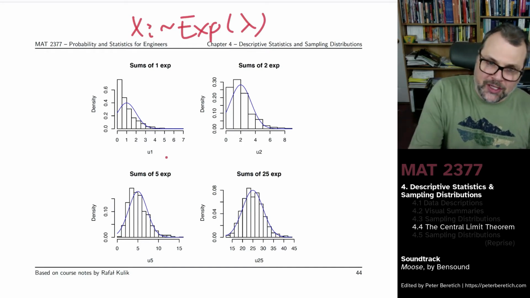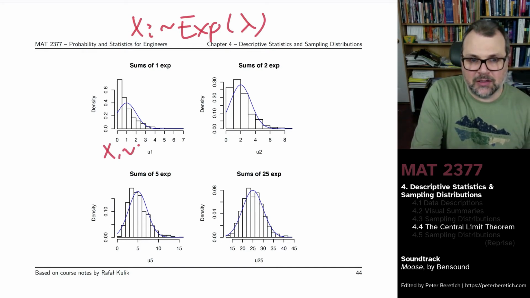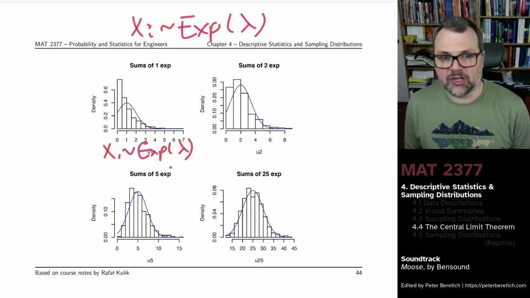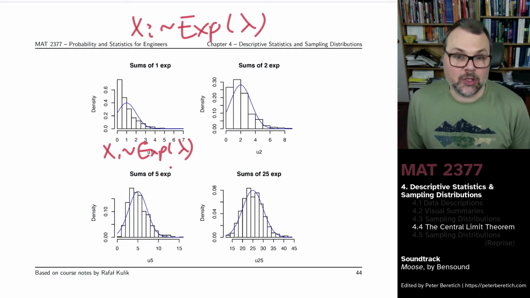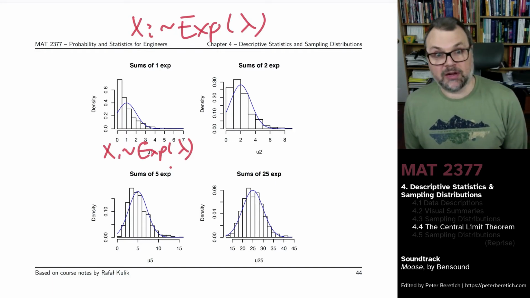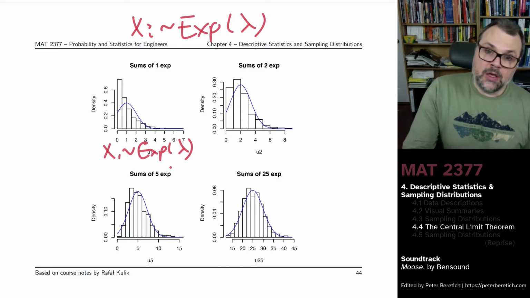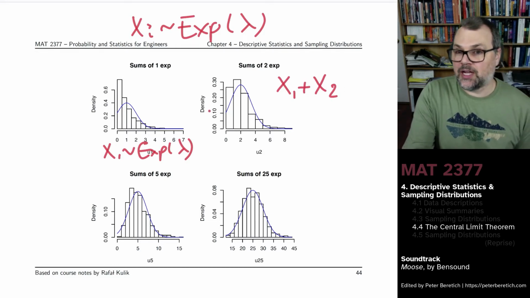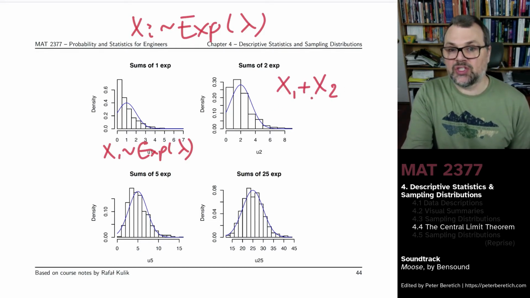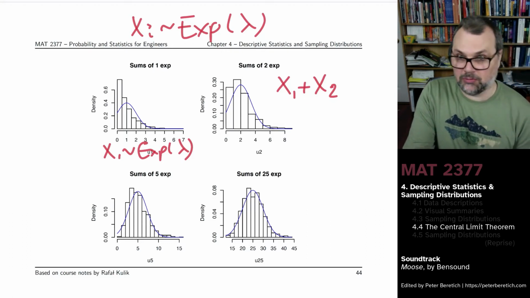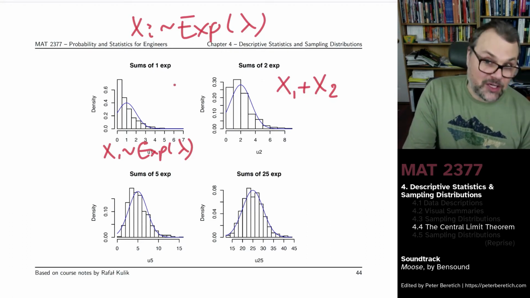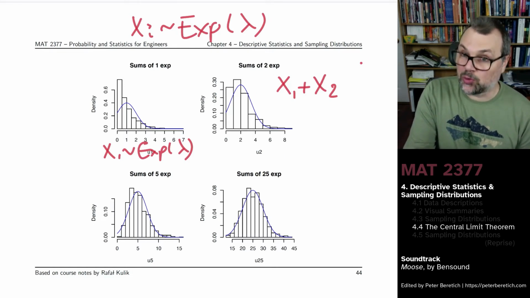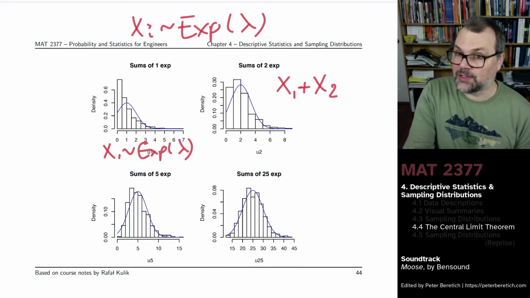So if you do a histogram of some randomly selected exponentially distributed values, you would get a histogram that looks like what you would expect from an exponential distribution. Here I have x1 plus x2. Now, if x1 and x2 are exponential, x1 plus x2 does not follow an exponential necessarily. The fact that if x1 is normal and x2 is normal, the sum is normal, that's a property of normal distributions. But for exponentials, this isn't the case.